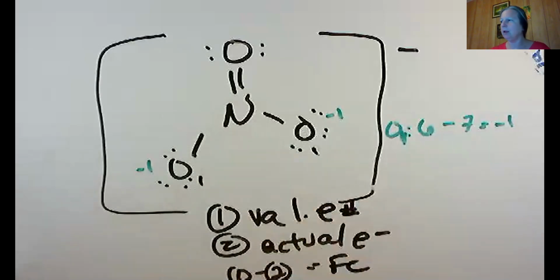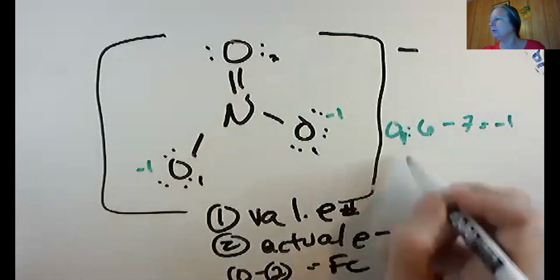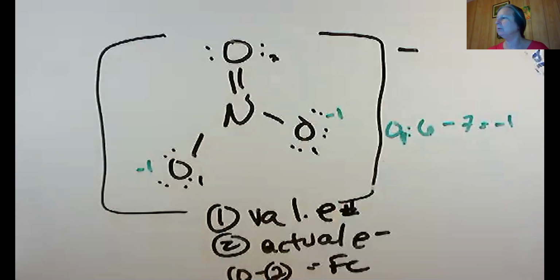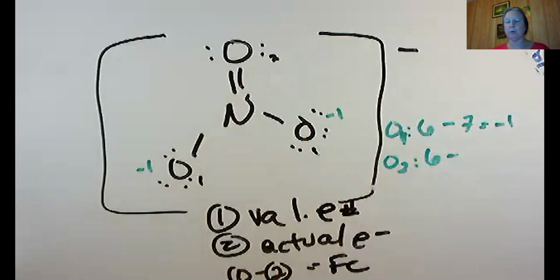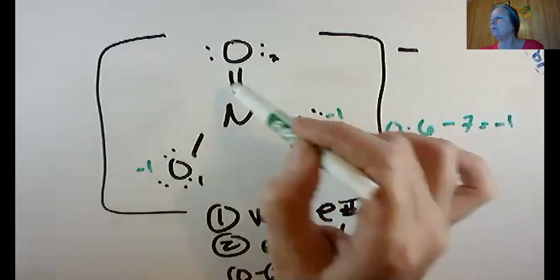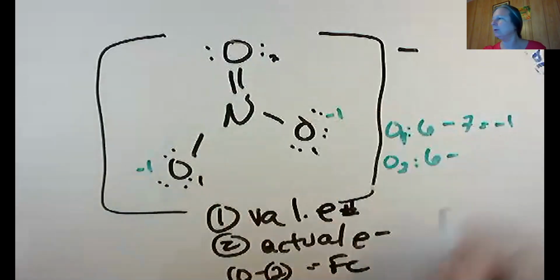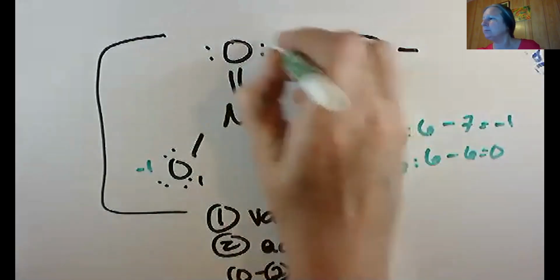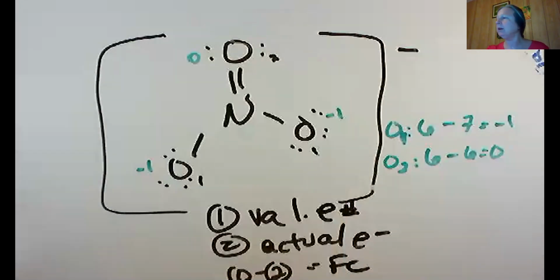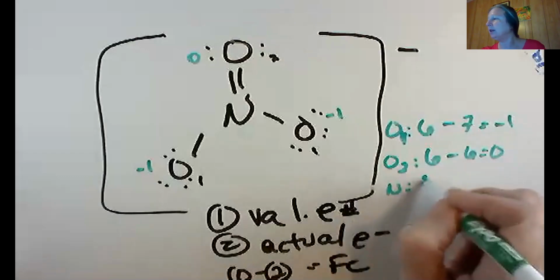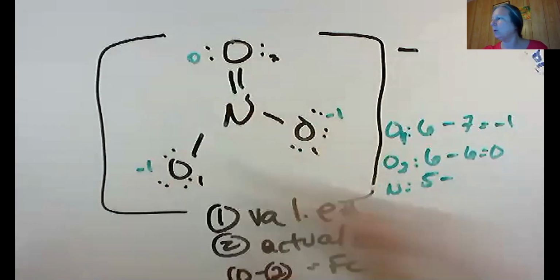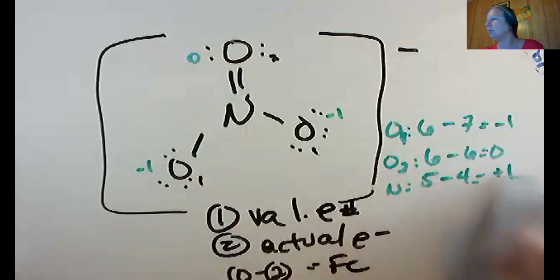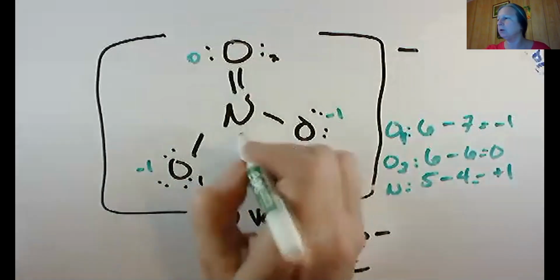All right, here's oxygen number 2. Again, we have 6 valence electrons. You get that from the group number on the periodic table. How many electrons are around this? 1, 2, 3, 4, 5, 6. 1 for each bond. So that's 0. Okay? What about the nitrogen? Nitrogen has 5 valence electrons. Bonds count as 1. 1, 2, 3, 4. So that's a +1. You put the signs with the formal charge.